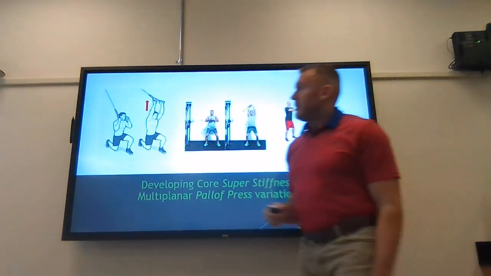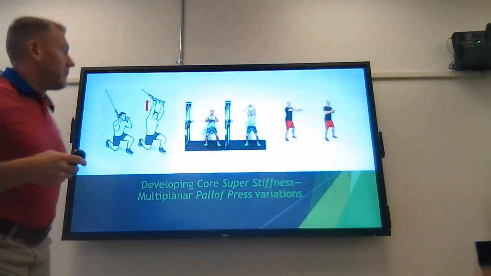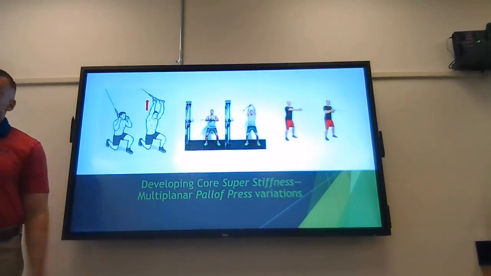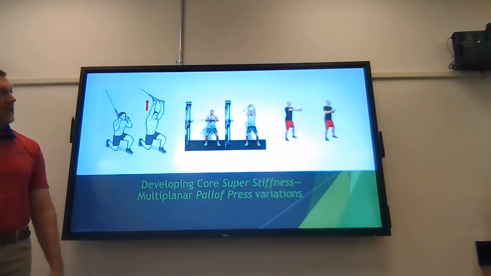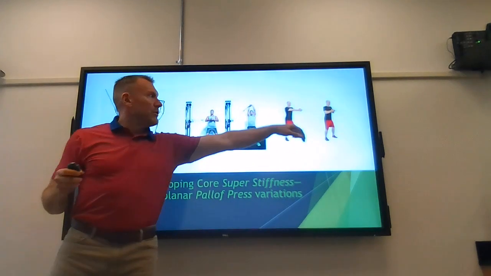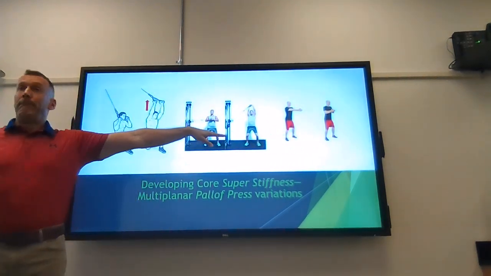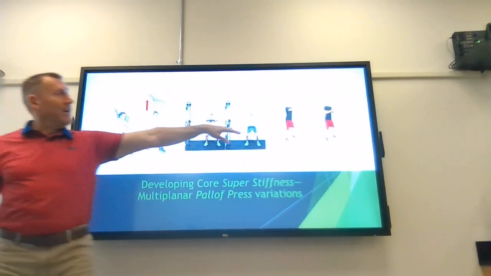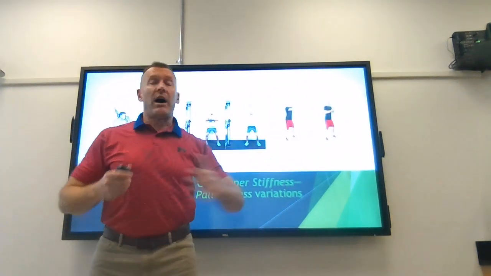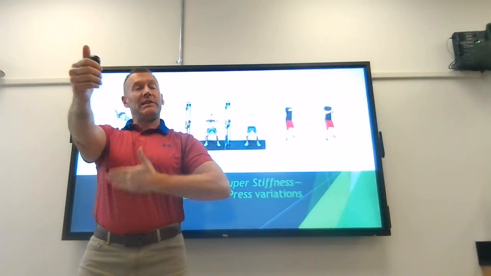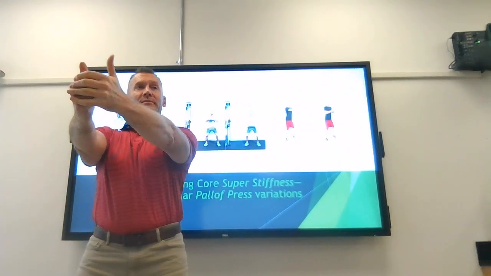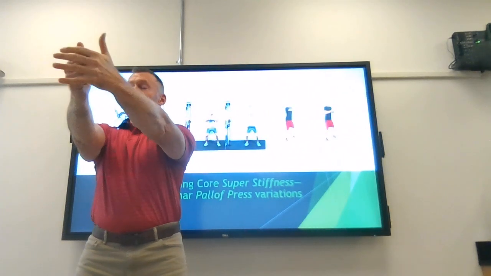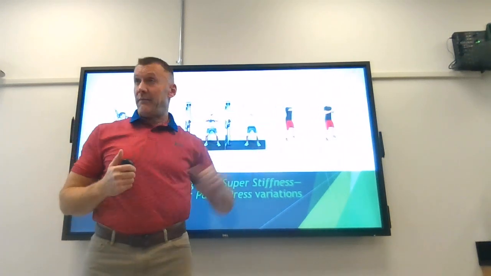Okay, so some more information from McGill. Developing core super stiffness. So here are some examples. Multiplanar pallof variations. So this one's probably the most popular. How many of you have done this one? What are we resisting motion through in this? Most popular, if I relax here, what's gonna happen? I'm gonna turn, right? If the cable's over here, I'm here, which plane is that?